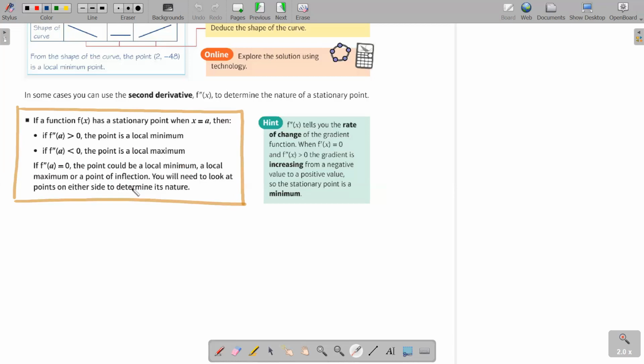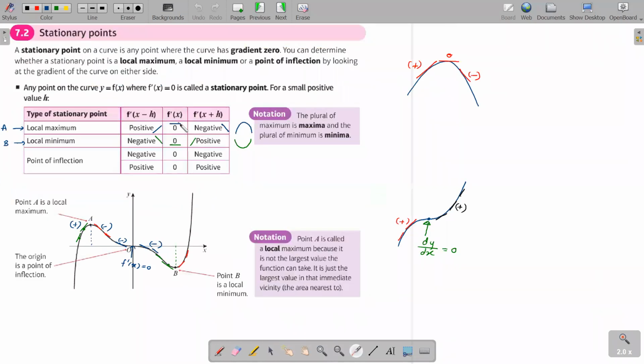So when you come to this case where your second derivative is 0, what do they ask you to do? They ask you to look at the points on either side to determine the nature. That means you go a little bit behind the x and a little bit in front of the x and check whether your gradient is positive or negative. And that can help you determine whether it's a minimum, maximum, or a point of inflection. Take your x value and then go a little bit behind that x value and go a little bit in front.